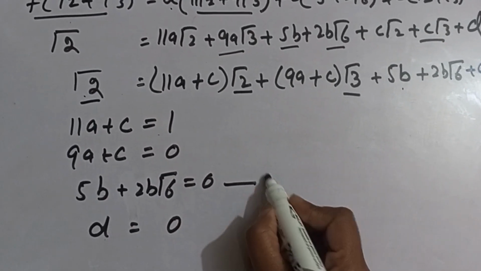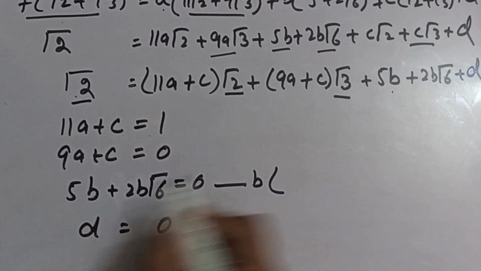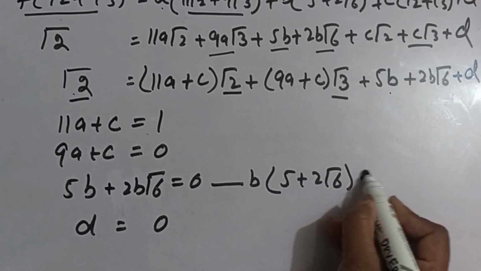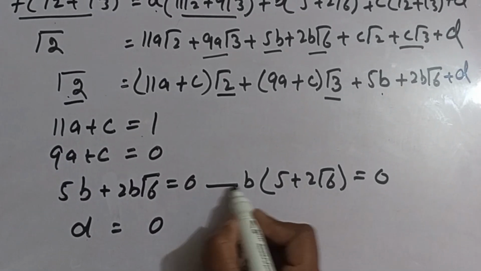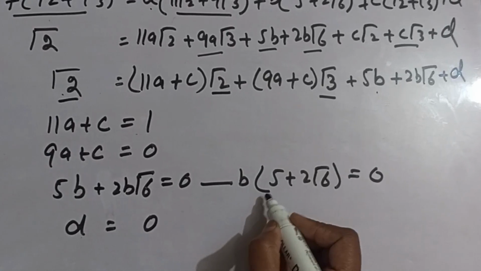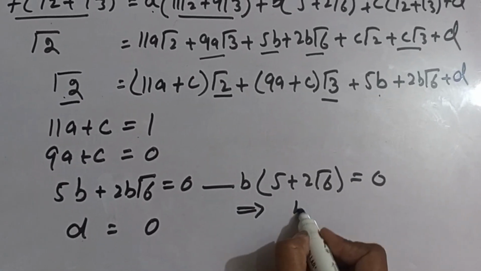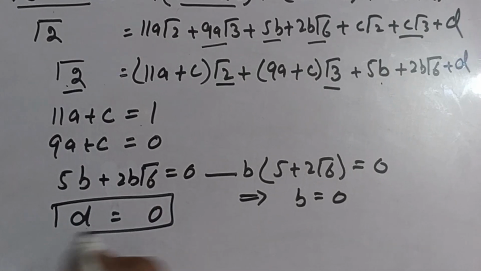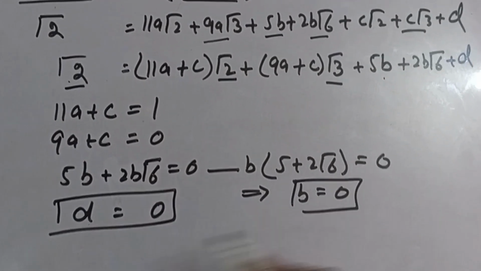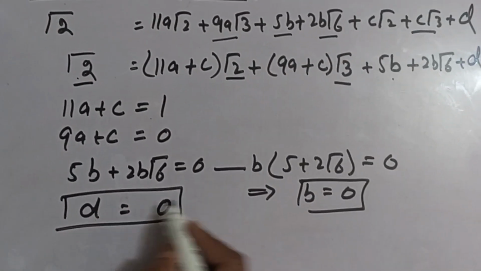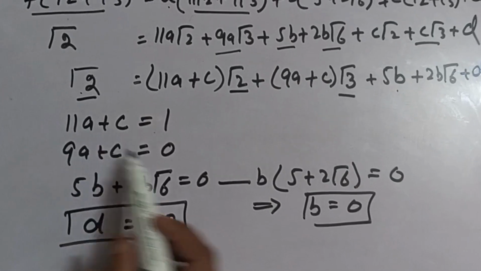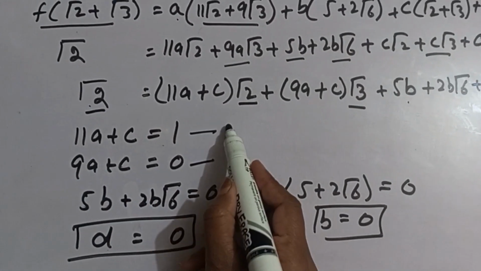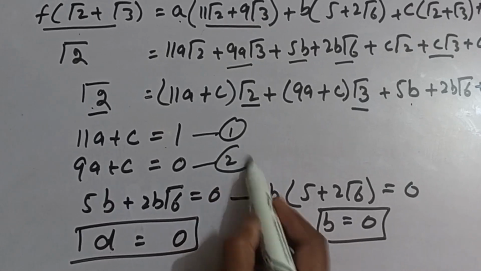Now look at this. b is involved in these two terms, so we factor out b and the remaining value is 5 plus 2 times square root 6, this is equal to 0. Now this implies b is equal to 0. So in our question, d is equal to 0 and b is also equal to 0. Now we find the value of a and c. For this we use these two equations.